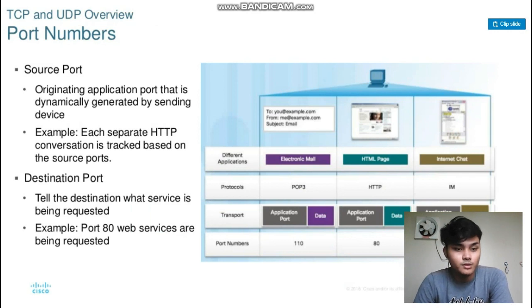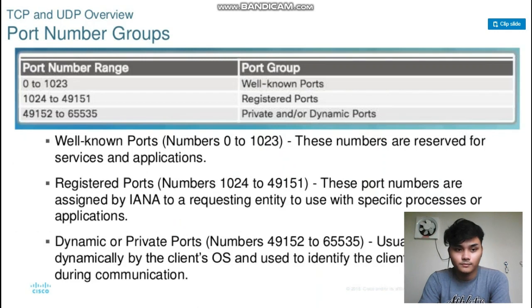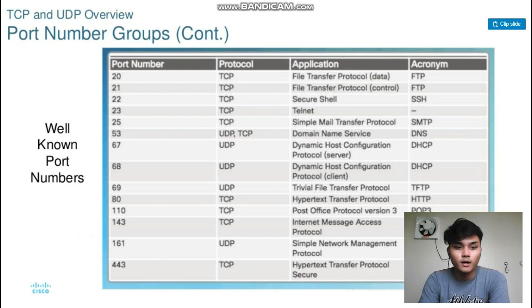We have port numbers. The source port is the originating application port that is dynamically generated by the sending device. The destination port tells the destination what service is being requested. For example, port 80 means web services are being requested. We have socket pairs: the source and destination ports placed in the segment. Sockets enable multiple processes to be distinguished. Here are the port number groups, including well known.